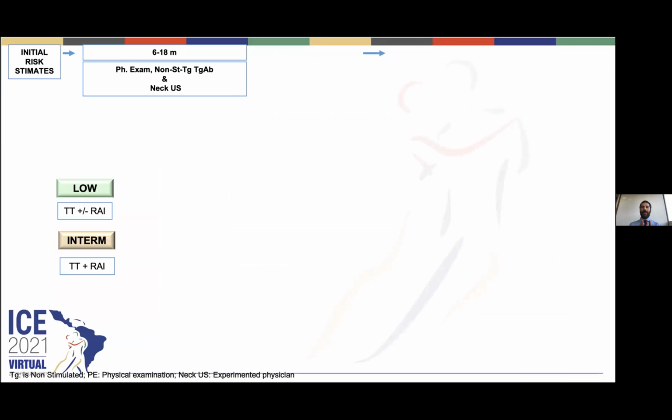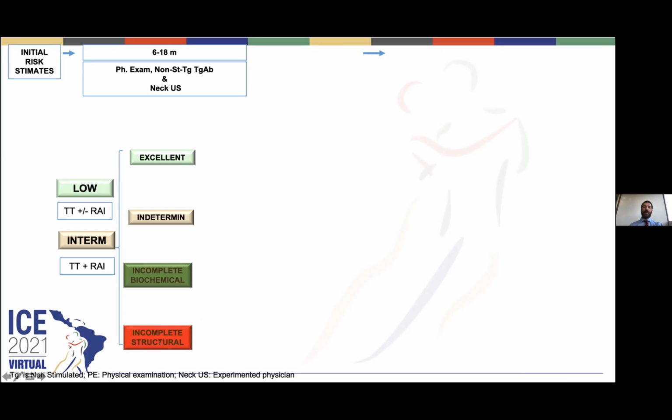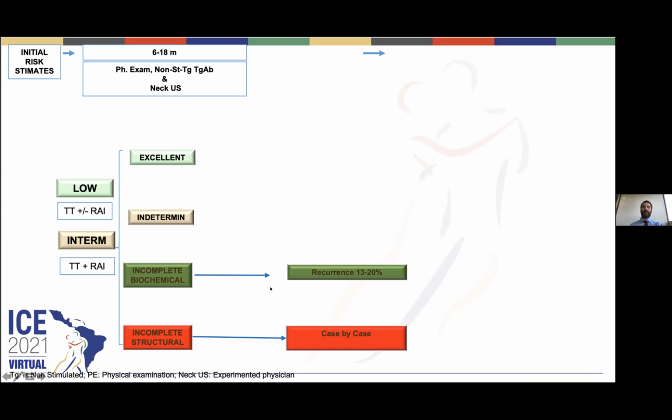I will focus now in this last algorithm on what to do with the low and intermediate risk patients who, as I said before, are the largest amount of patients that we see in our clinic. If they have an incomplete structural response, we have to manage them case by case. If they have an incomplete biochemical response to therapy, their risk of recurrence is between 13 to 20%, and we should follow this patient with thyroglobulin every 6 to 12 months and see what the trend of the thyroglobulin is. We have to make several serial neck ultrasounds and other imaging depending on the case.